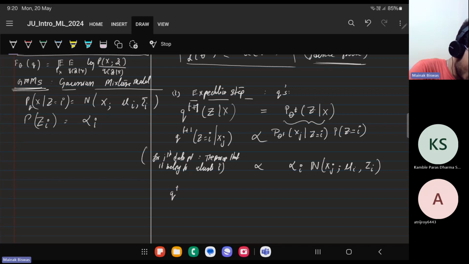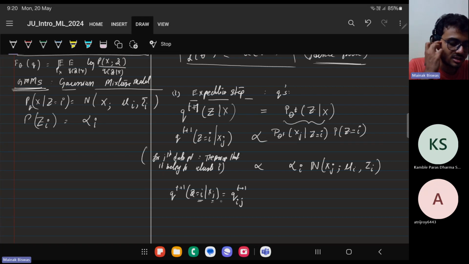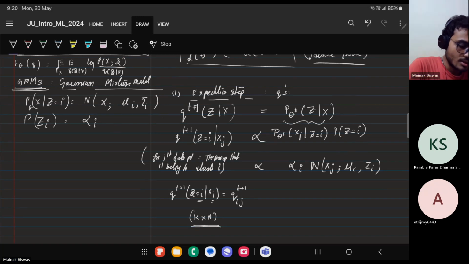So q t plus 1 of z equal to i given x j, I'm going to represent this for shorthand as w i j t plus 1, i being the cluster index, j being the data point index. So you will have k clusters, k cross n as the number of q's. This I'll be getting as alpha i times... what do I have to divide by to convert it into a probability?